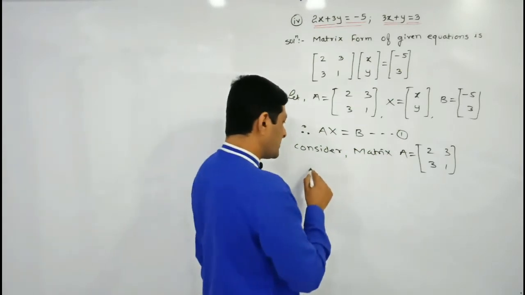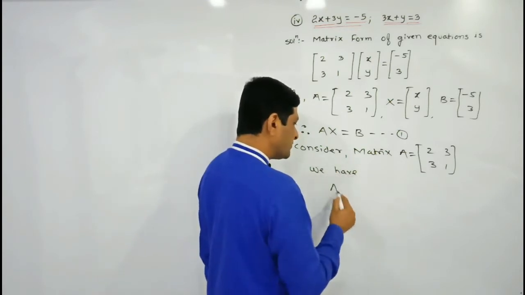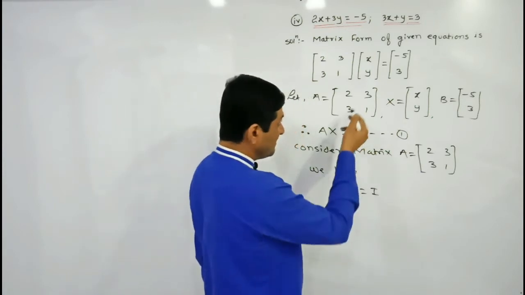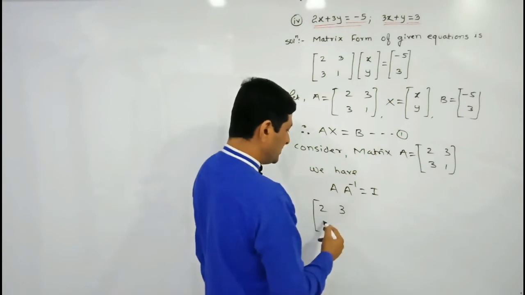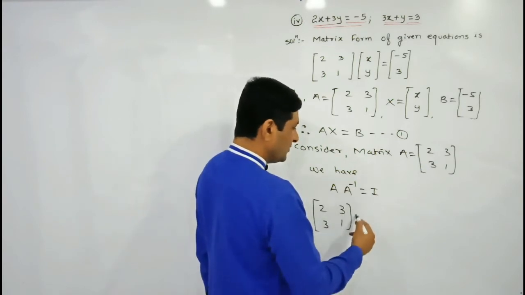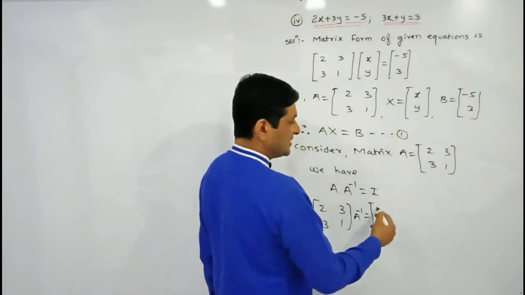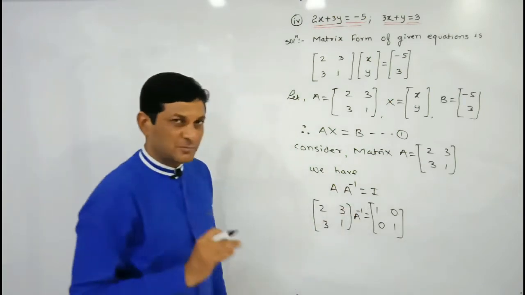In case of row transformation, which condition are we applying? That A into A inverse will be equal to the identity matrix. So on this side, replace A by matrix A, where the elements are 2, 3, 3, 1, into A inverse is equal to the identity matrix. What are the elements of the identity matrix? 1, 0, 0, 1.